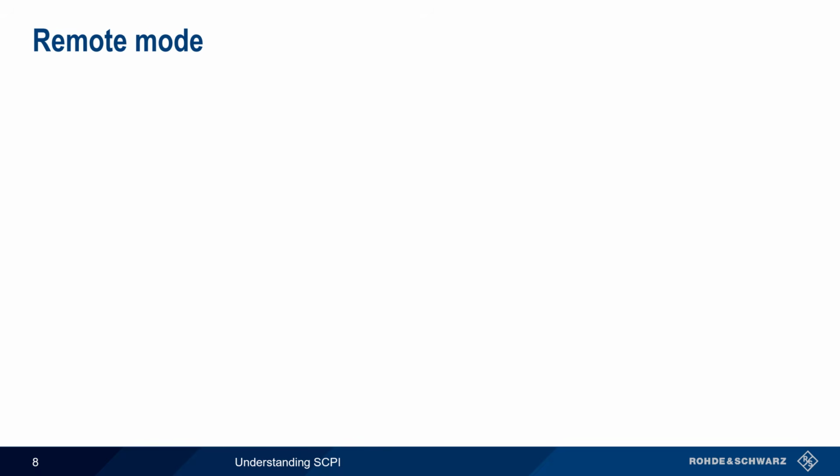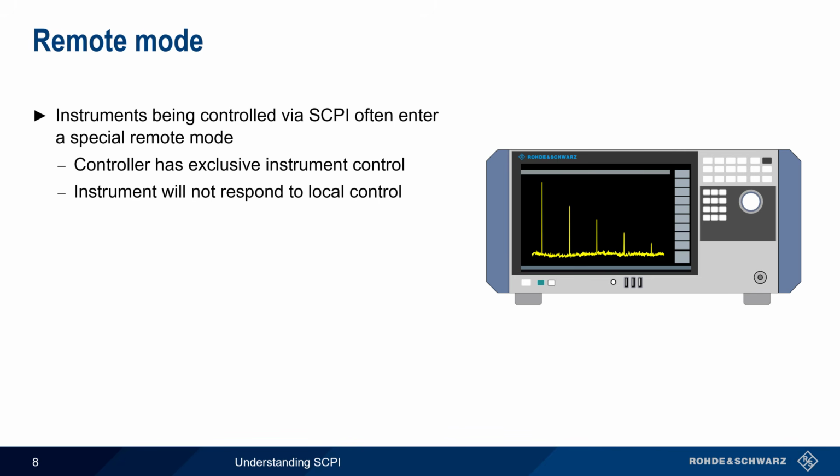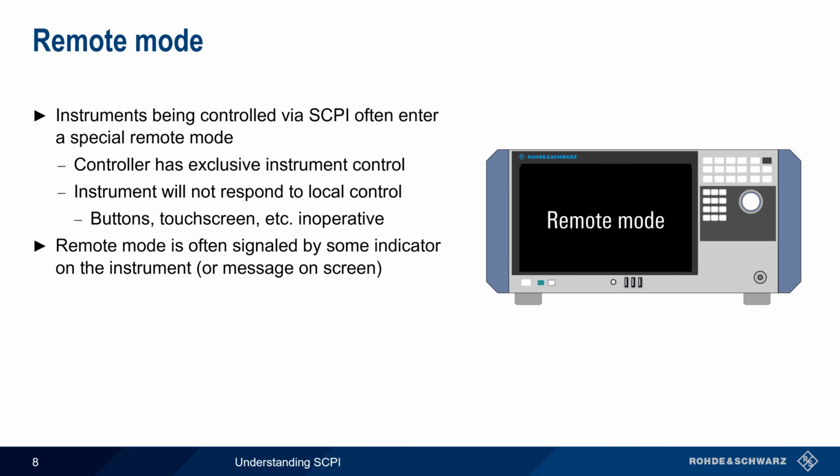But before we look at an example, let's take a moment to explain remote mode. Many instruments have a special remote mode when being controlled via SCPI. In this mode, the controller has exclusive control over the instrument, meaning that the instrument will not respond to local control. That is, the buttons, touchscreen, etc. become inoperative. An instrument may also use some kind of indicator, an LED or screen message, to indicate to local users that it is in remote mode.